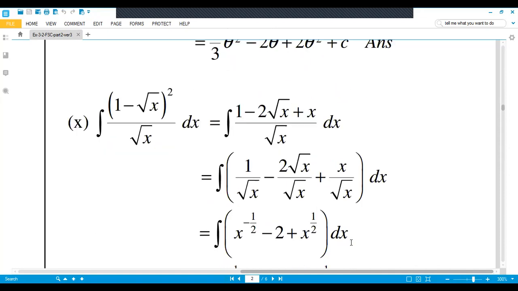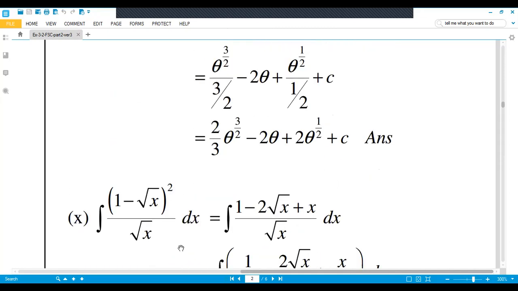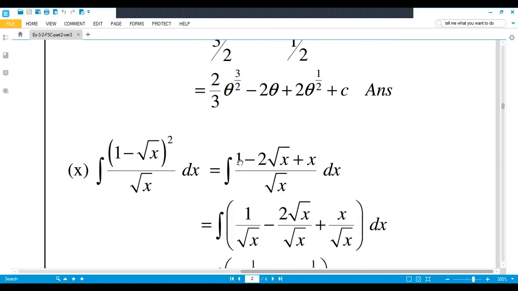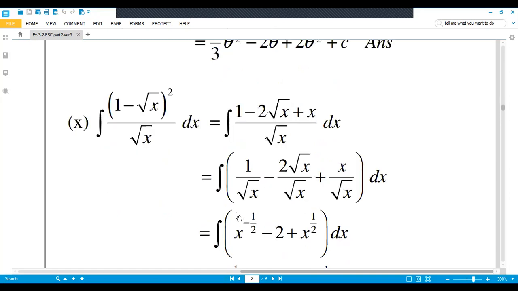Now come to the 10th part, just like the previous part. In the previous part you were given theta, and here you have been given x. So first term square, minus 2 into first term into second term, plus second term square, the square root cancels, giving x root x. This root x divides with each value. When you divide with each value, you will get this term.